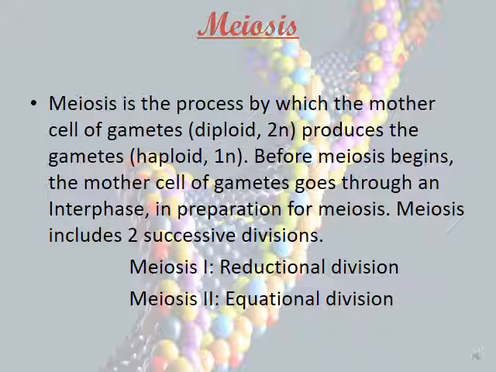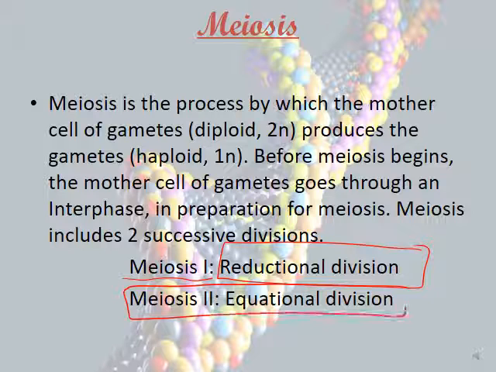Before we start meiosis, interphase should occur. Interphase is the phase that precedes the meiosis and it occurs only once. The first division is called Meiosis I, the reductional division, and we will see why it's called reductional. Meiosis II is called the equational division, and we will also see why it's called equational. Meiosis I and Meiosis II are preceded by interphase, and there is no interphase in between.